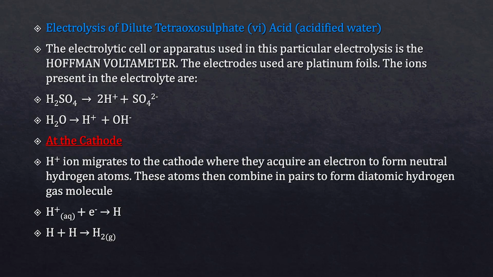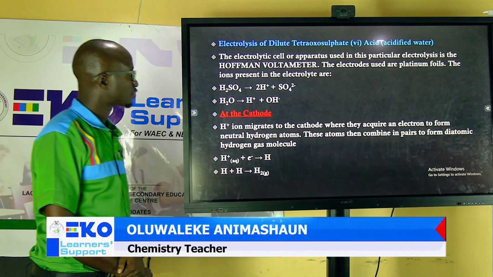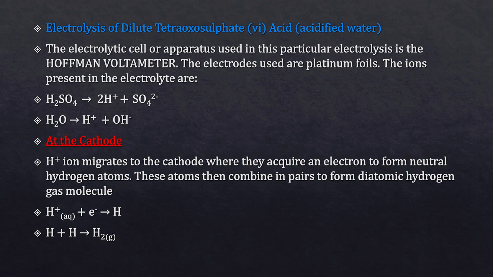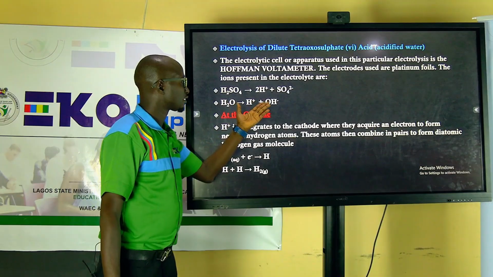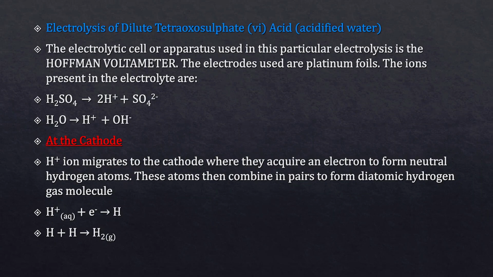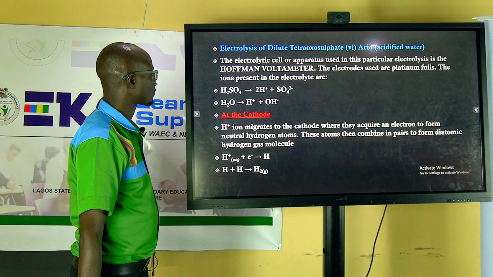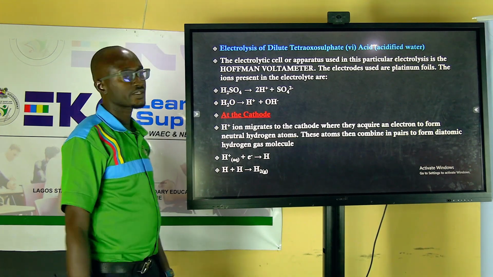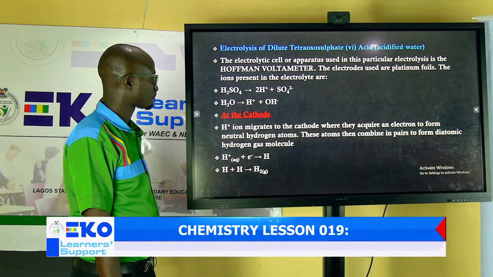Dilute tetraoxosulfate(VI) acid. The electrolytic cell or apparatus used in this electrolysis is the Hofmann voltameter. The electrodes used are the platinum foils. These are the ions present. H2SO4 dissociates into 2H+ and SO4 2-, and water dissociates into H+ and OH-. So these are the cations and anions present in the solution when this acidified water is undergoing electrolysis.